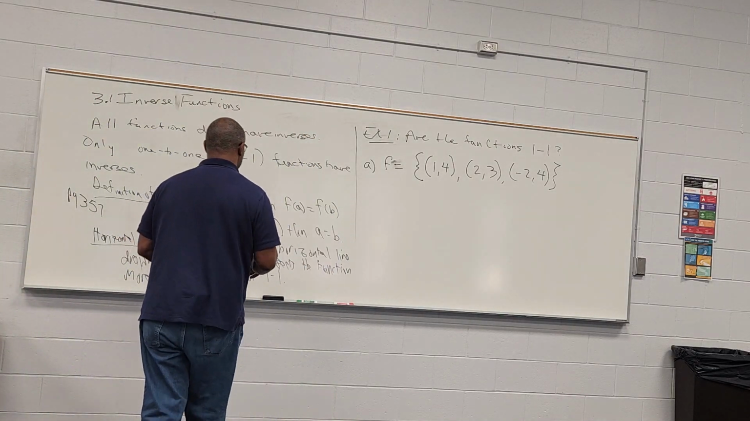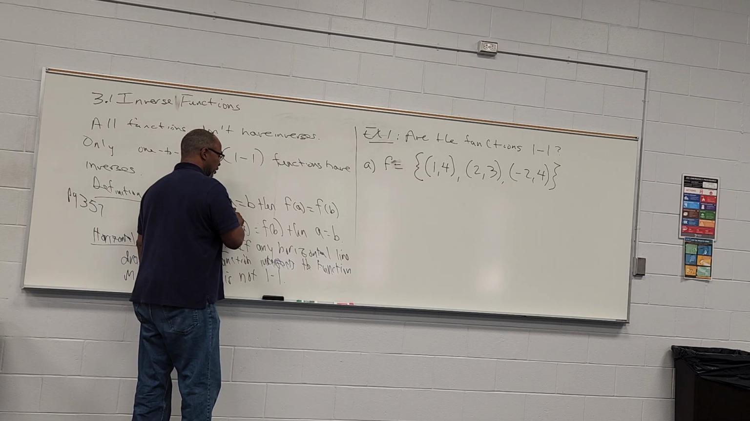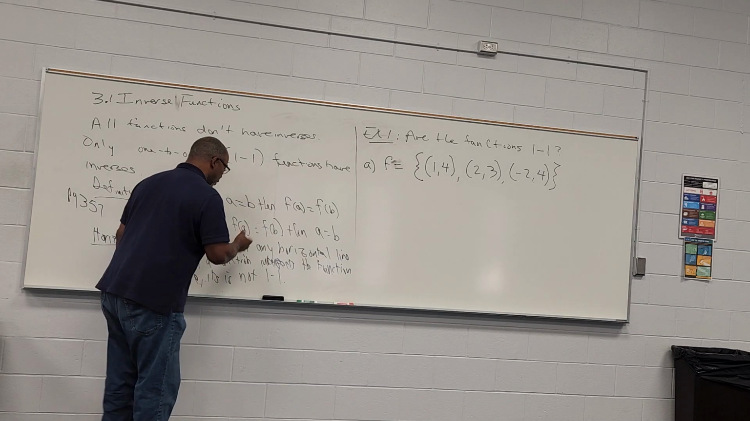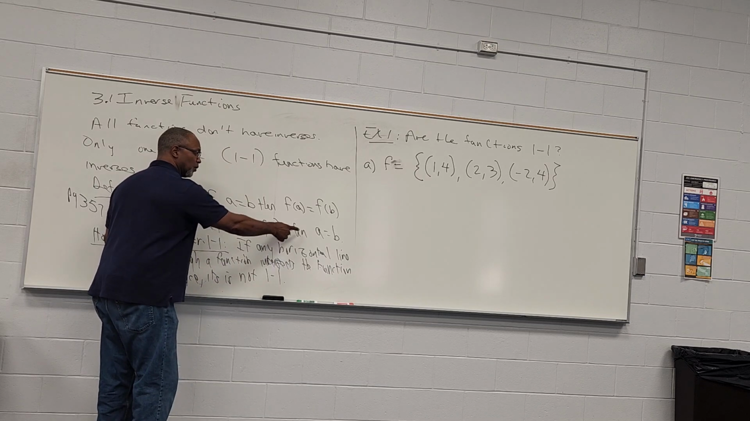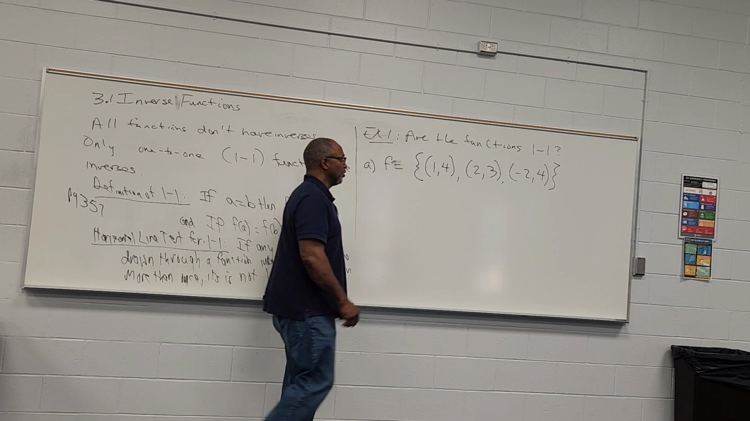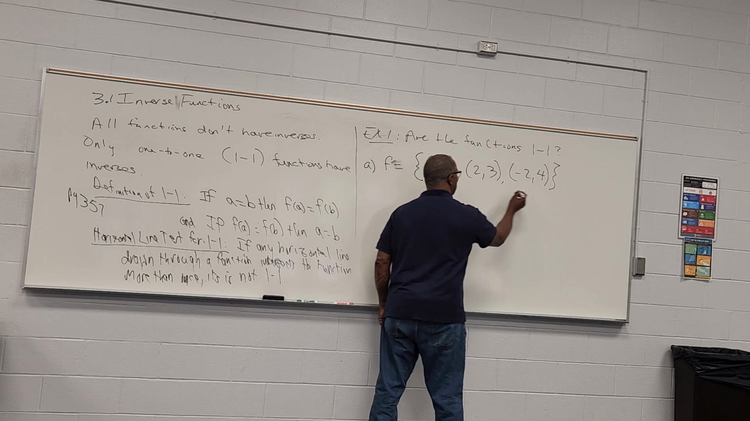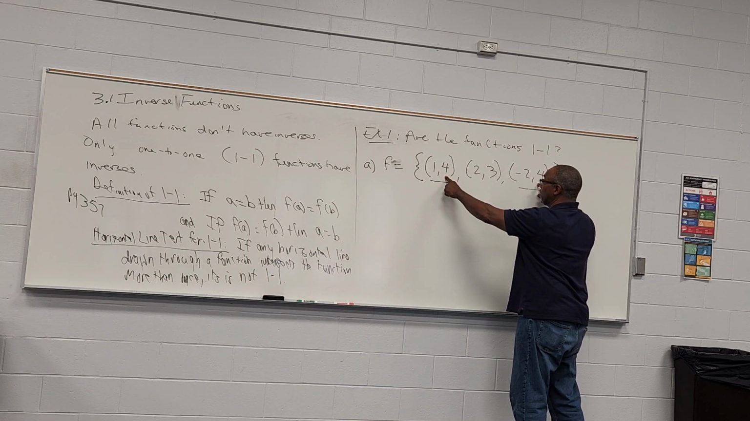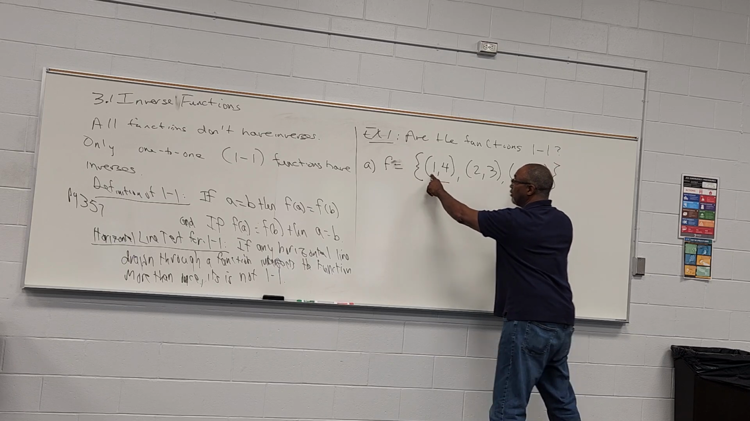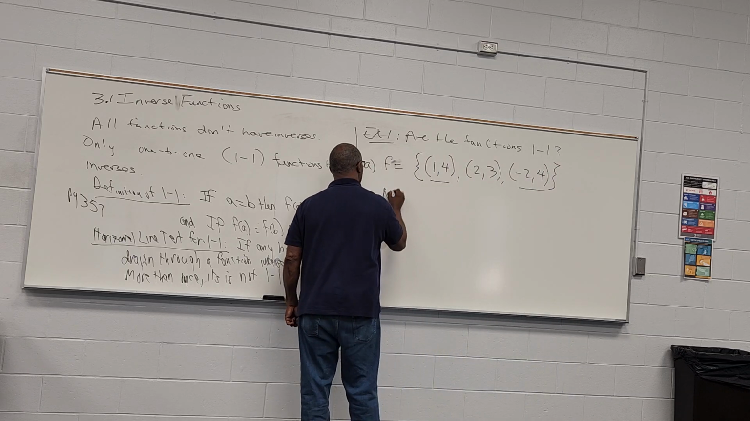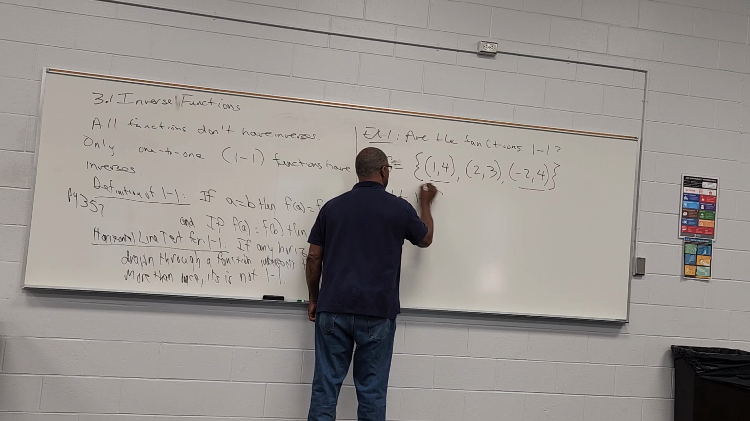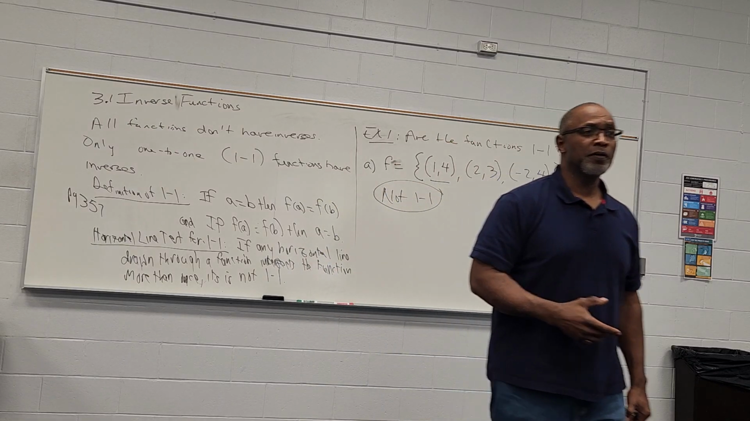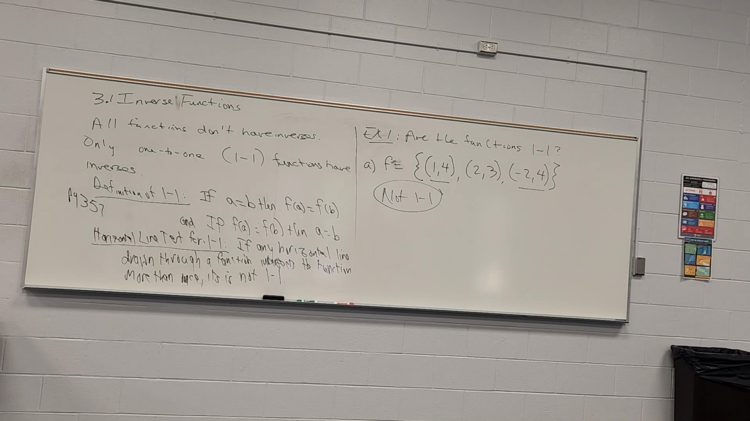So I'm using this definition. Either whenever two x coordinates are equal, then the corresponding y coordinates better be equal, or if two y coordinates are equal, then they better have the same x coordinate. But I see from this point and this point, I've got two y coordinates that are the same, the 4 is the same, but the x coordinates are different. So this is not one-to-one.